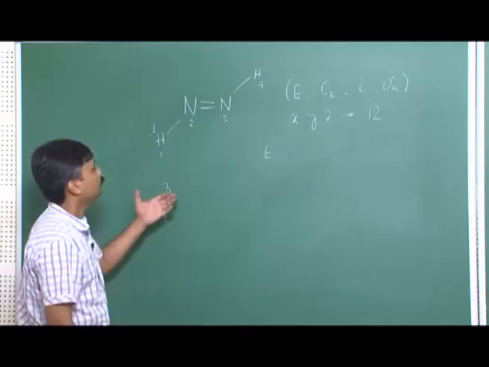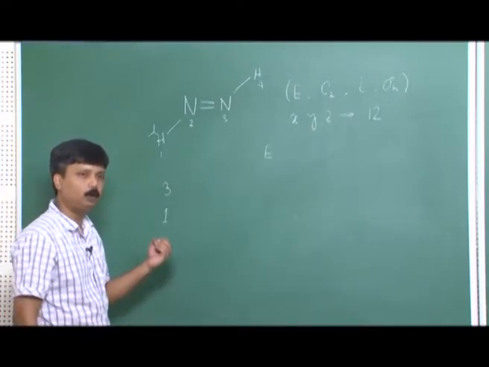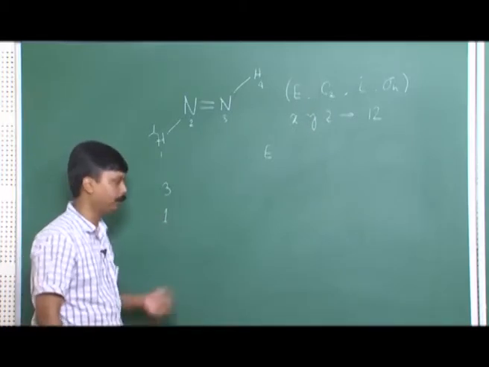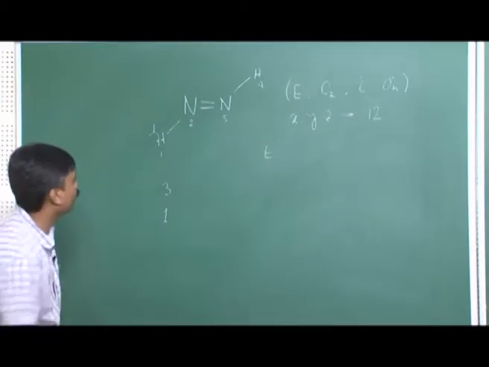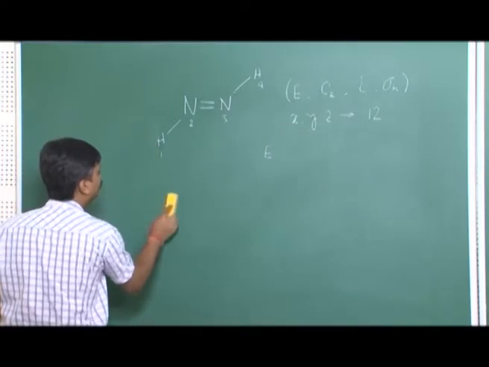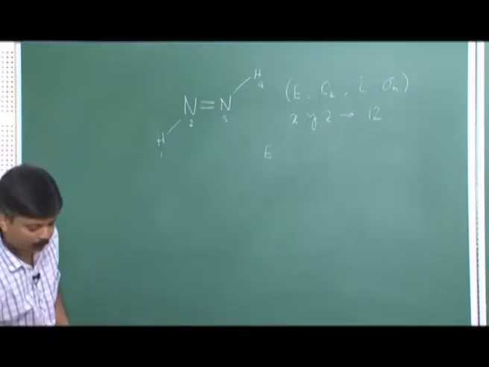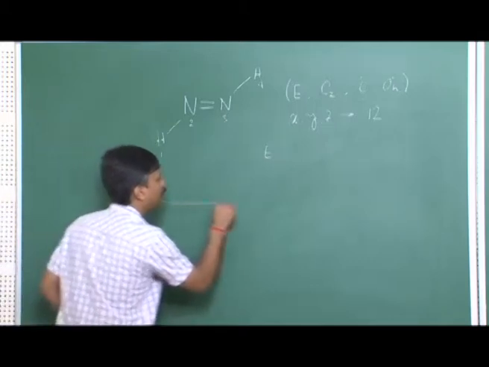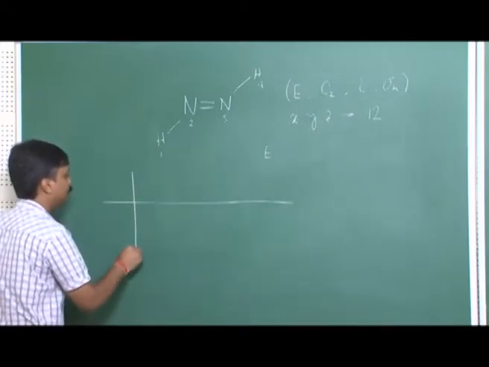So now let us start with all the symmetry operations so that it becomes more clear, right. We will start with the identity operation and we will directly go to the representation, right.